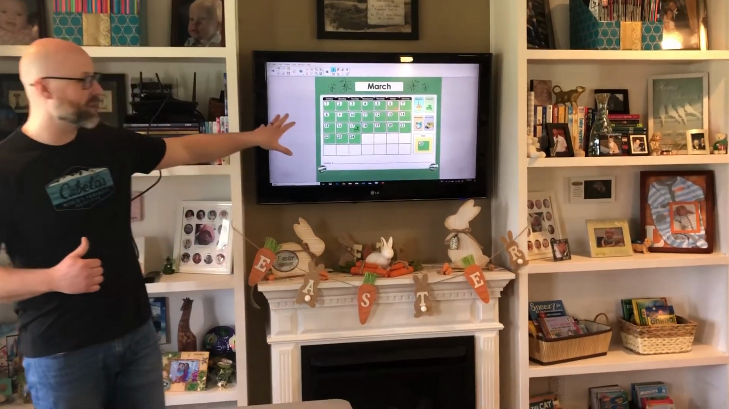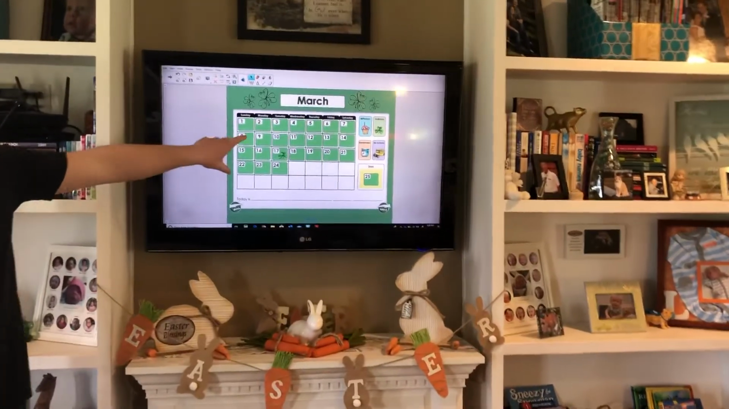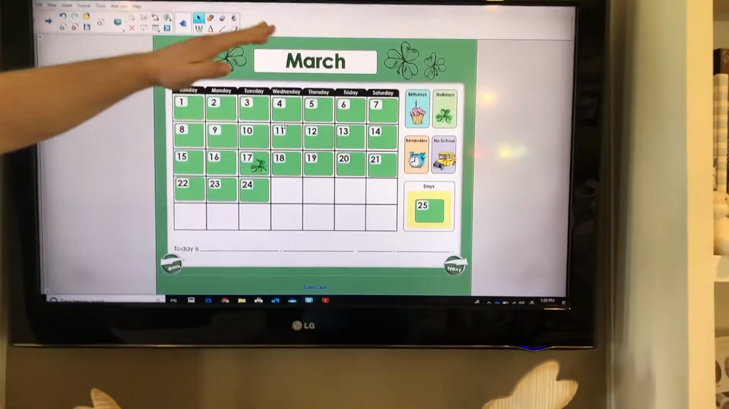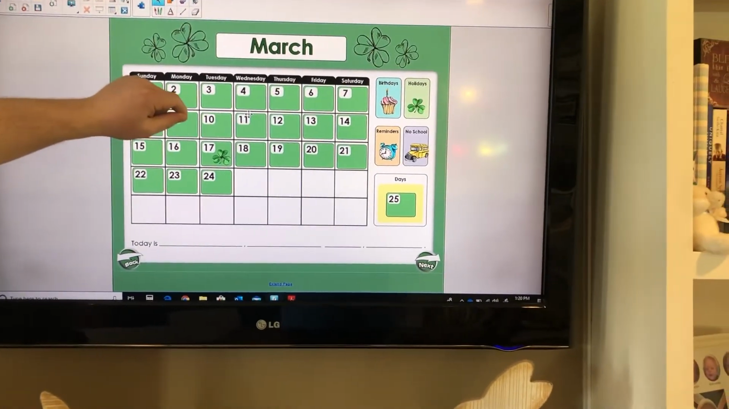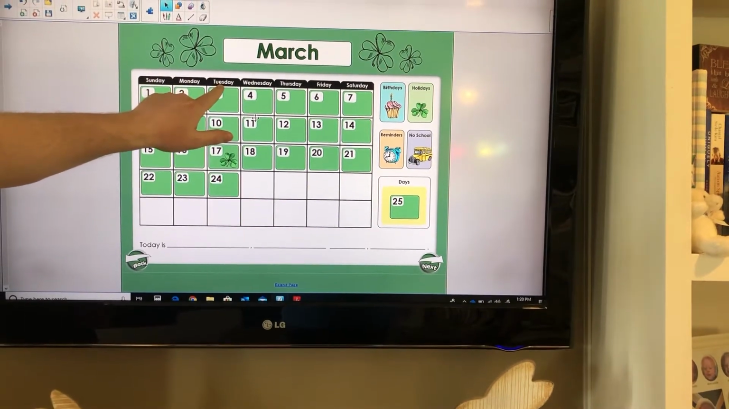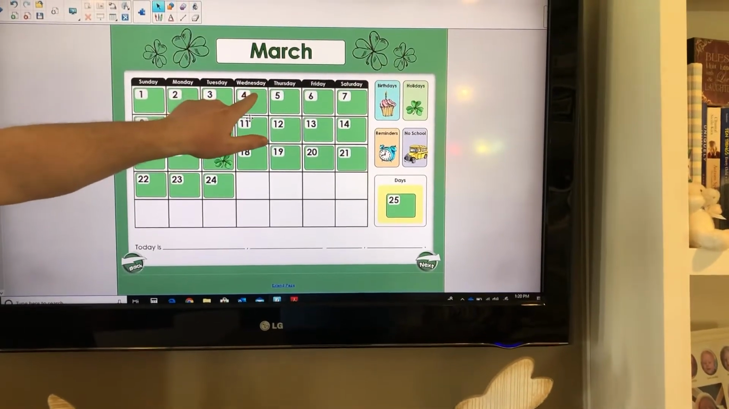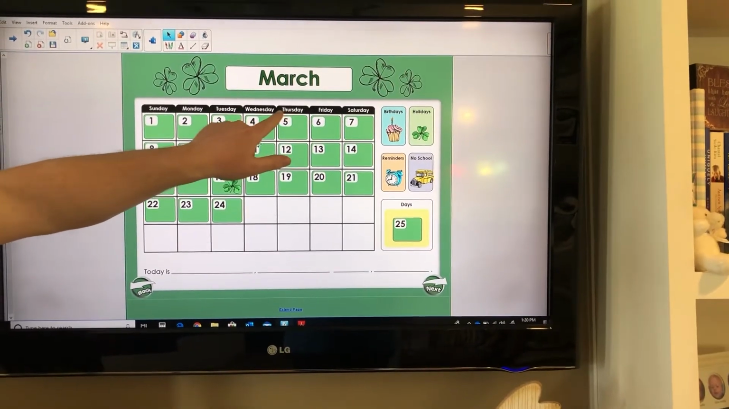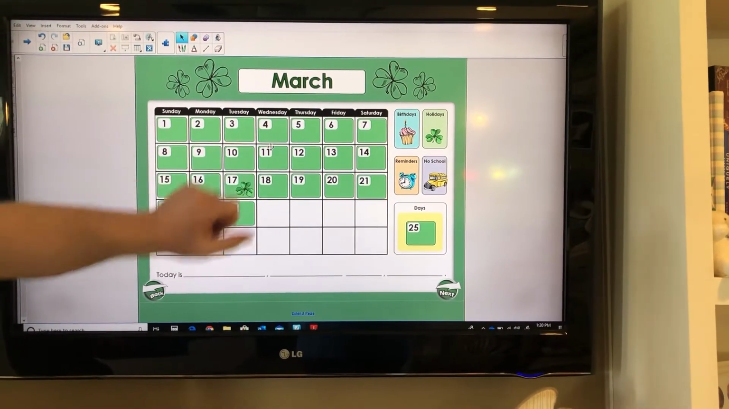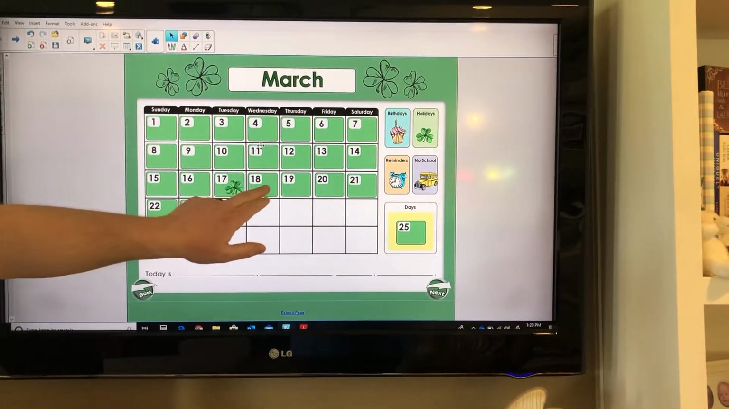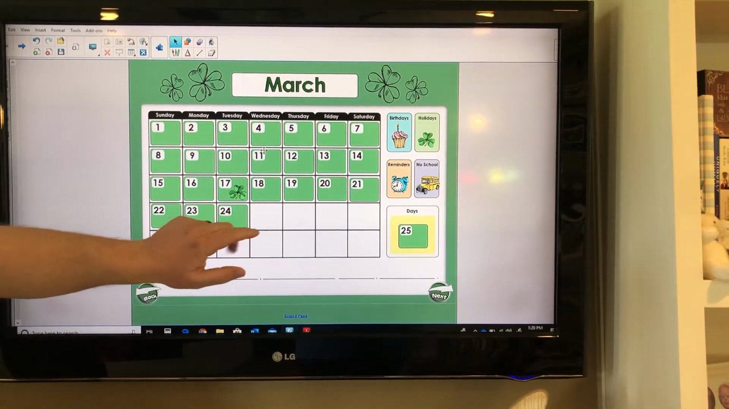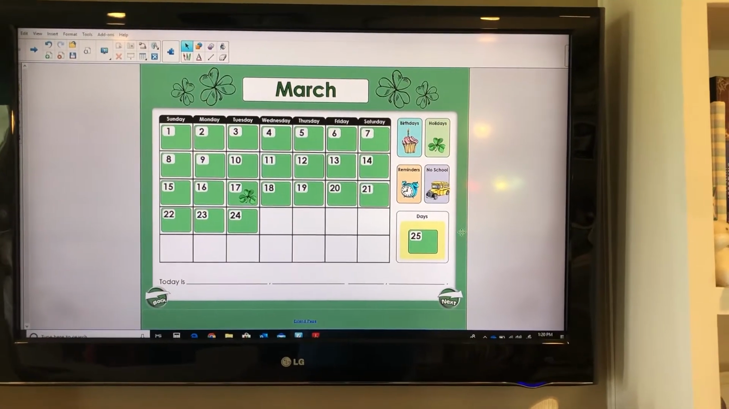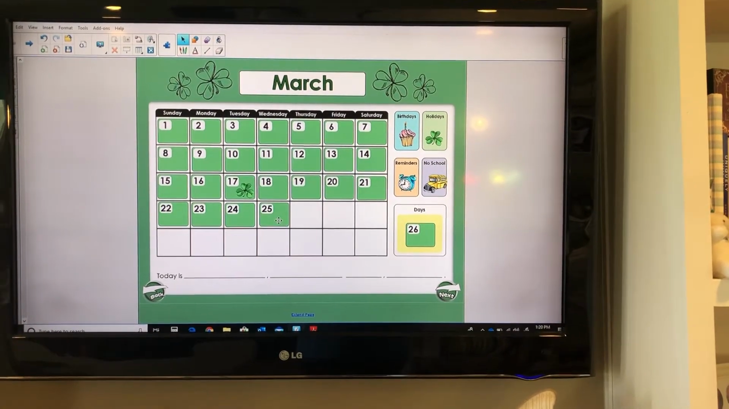We typically start with our calendar time, so we're going to zoom in on the screen here, and we've got March, and then first we'll talk about our days. So yesterday was Tuesday, which means today is Wednesday. And if today is Wednesday, that means tomorrow is Thursday. So today is Wednesday, and yesterday was the 24th, which means today is the what? 25th. So I'm going to move this over to the 25th.